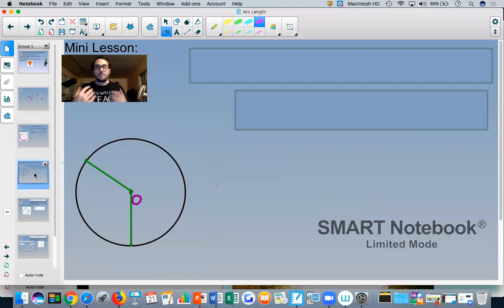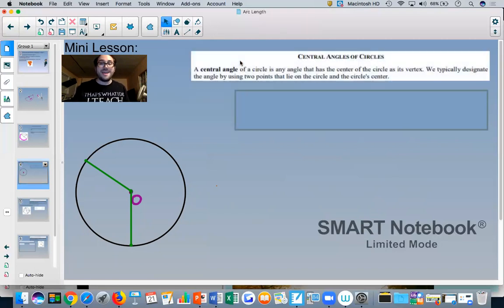A couple of things. I'm going to give you some definitions. Remember, you should be taking notes. This is where the real meat of the lesson is, so make sure you're writing all of this down. A central angle of a circle is any angle that has the center of the circle as its vertex, the point where the two rays meet. We typically designate the angle by using two points that lie on the circle and the center of the circle.